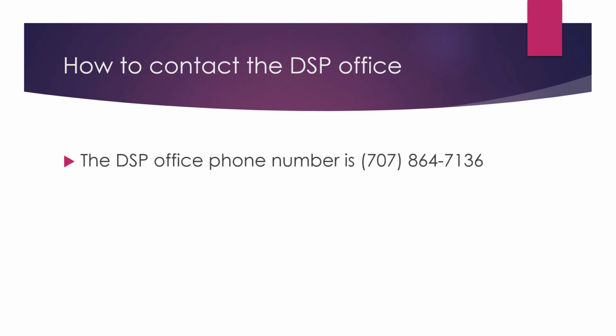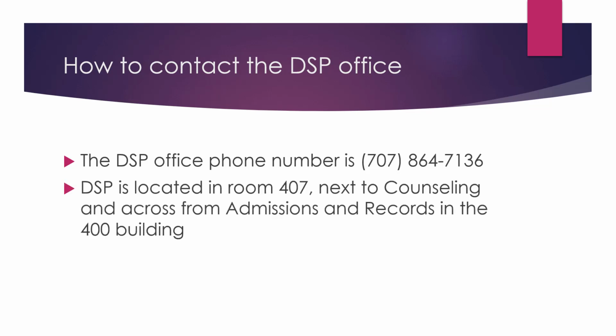How to contact the DSP office. Our phone number is 707-864-7136. If you want to call to talk to somebody for some advice or if you want to help a student make an appointment. We are also located in Building 400 in room 407 next to counseling and across from admissions and records if you want to come see us in person.